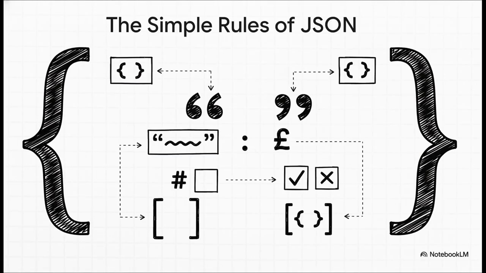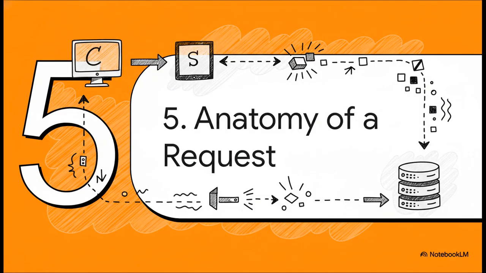And the best part? The rules are so simple. It all happens inside a pair of curly braces. All your data is organized in key-value pairs. The keys always have to be strings with double quotes around them. And the values? They can be simple things like a string, a number, a boolean, or more complex stuff like an array or even another whole JSON object inside. That's really it.